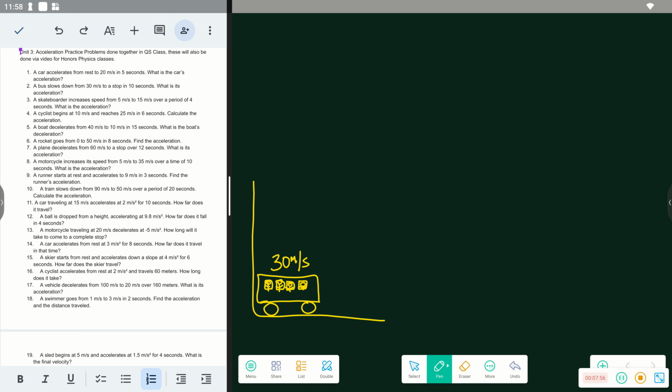30 meters per second is what it starts at. It's moving in a positive direction, so displacement's positive, but what's happening to the bus? So what way would acceleration be working? Backwards, against it. So acceleration is going to be negative for this, okay? And it comes to a stop, which means it's 0 meters per second, okay?